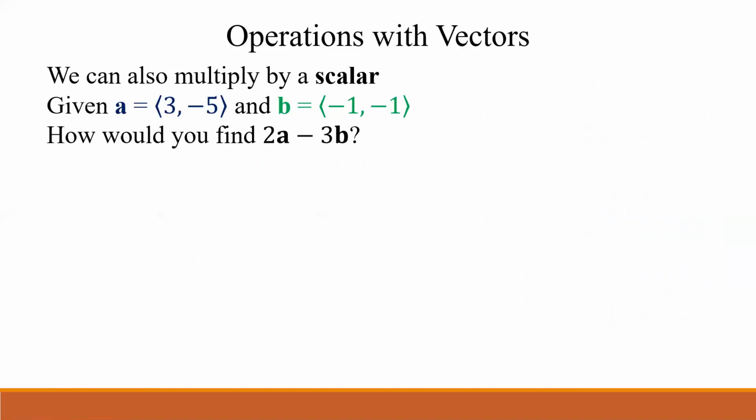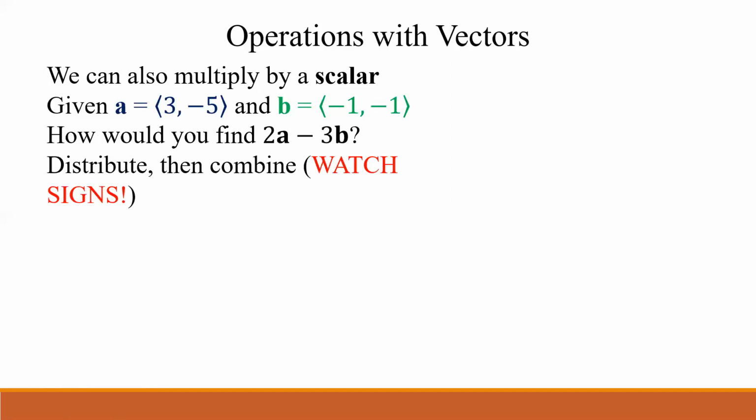So let's do this. Let's do 2a minus 3 times b. Well, what do you think we got to do first here? In this case, that 2 and the 3 are what we call scalars. It's just a coefficient. So all we got to do is distribute those coefficients through the vector, and then we're going to combine just like we did before.